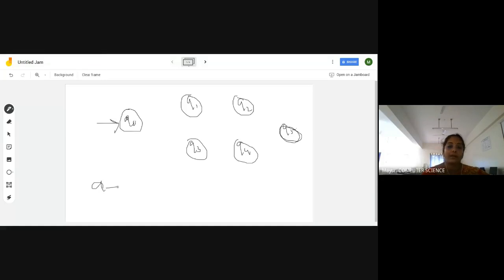So same A plus B, how do you construct? This is A, this is B, and the remaining ones are epsilons, right? So this is also epsilon. I hope you understood how to draw A plus B. Fine.